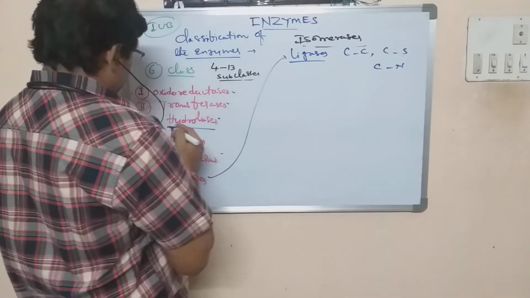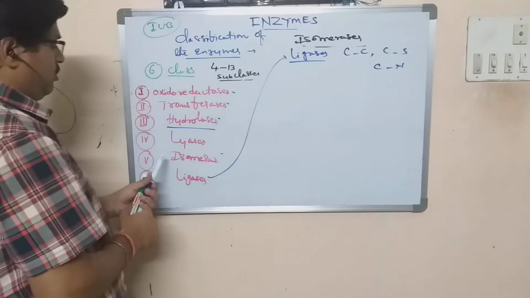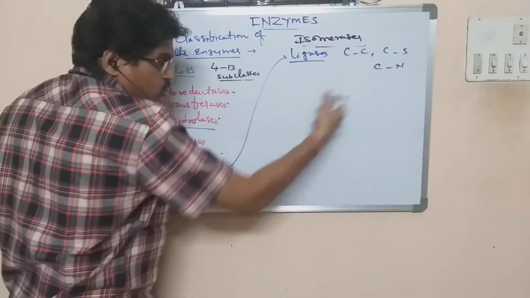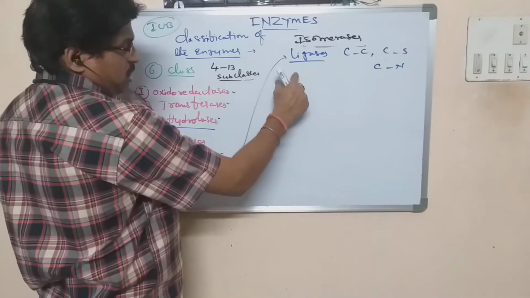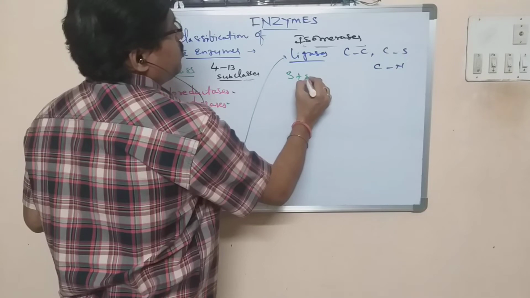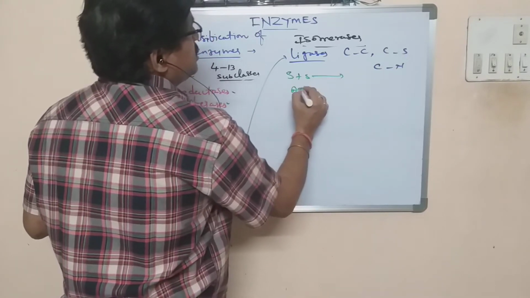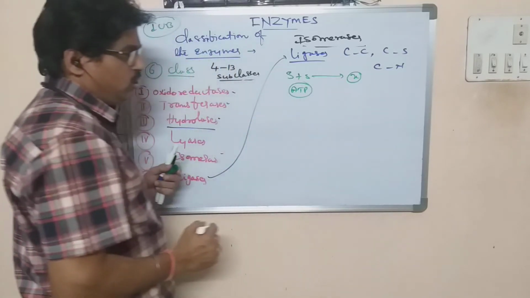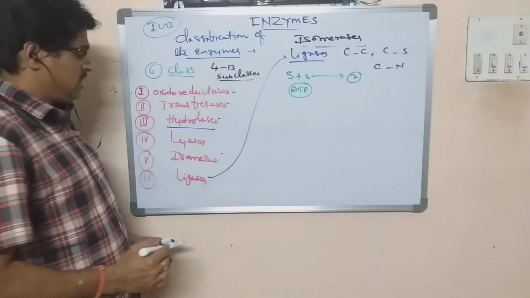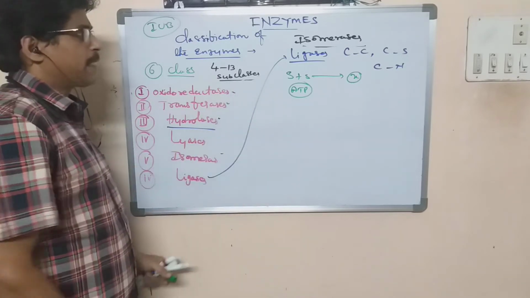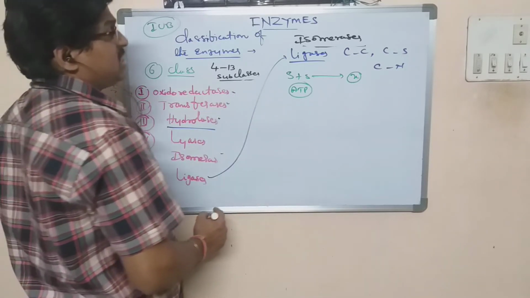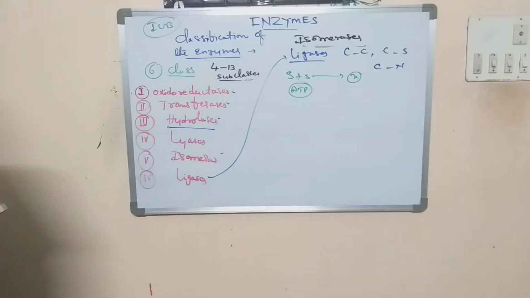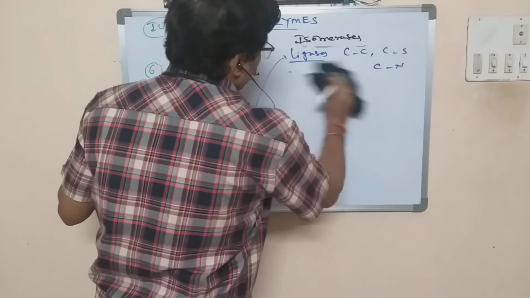One example we'll take in the case of ligases: two different compounds are combined together to form a new compound. Two substrate molecules are combined together using the compulsory ATP, and they produce a new substance. This is called ligation. Ligation means joining. So the sixth class of enzymes is the ligases. For example, glutamic acid.